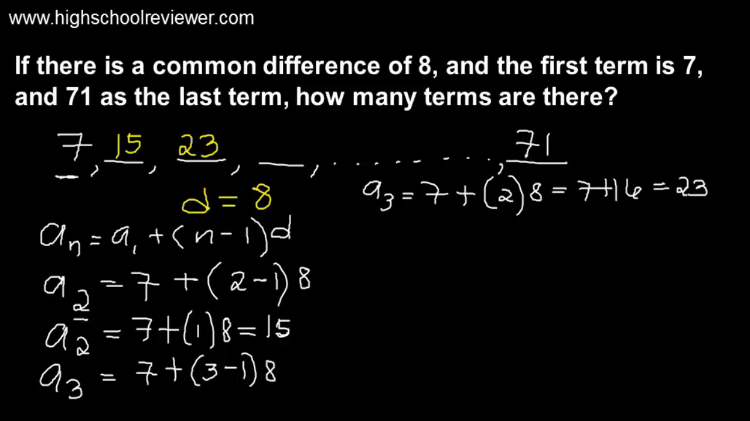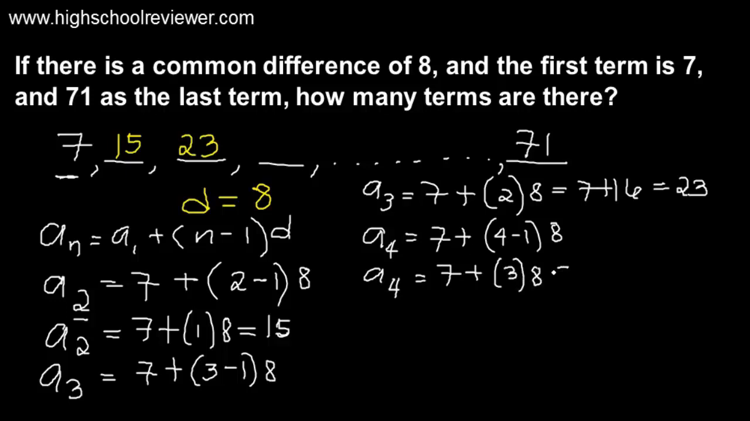Let us now find a sub 4. A sub 4 here will be equal to, again, positive 7 for a sub 1 plus our n here will be 4 minus 1 multiplied by positive 8. So a sub 4 here would be equal to 7 plus 4 minus 1 is 3 multiplied by 8. So this will be 7 plus 3 times 8 is 24, so this will be positive 31. Okay, our a sub 4 now is positive 31.